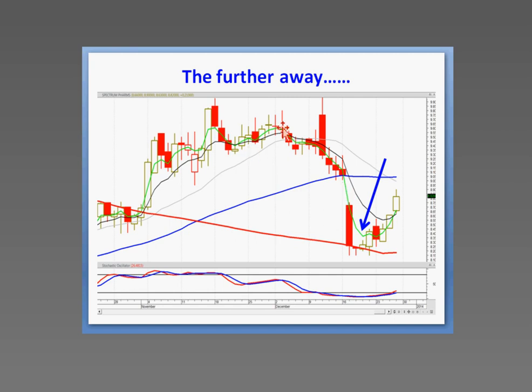What is the green? The little green line is the 3T line, which we'll comment on right now. The further away you move from the T line, the higher the probability it's going to move back to the T line. So this adds additional credibility to your buy signal. If you see a buy signal in the oversold condition and you're that far away from the T line, your first target is likely going to be back up to the T line.